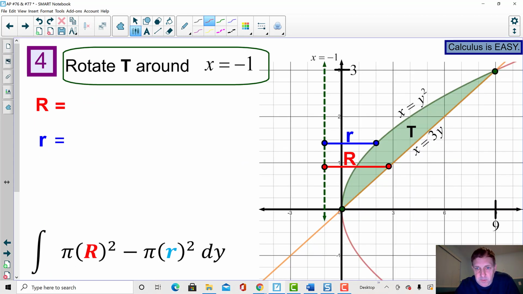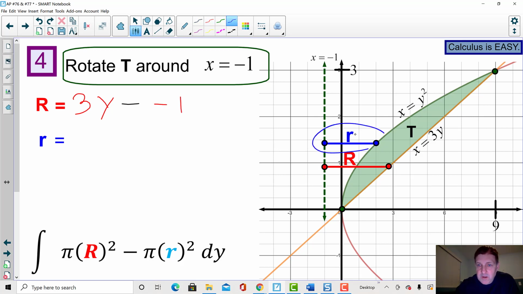So number 4 is going to be a little bit different because it's going to be right minus left. The first 3 examples we did were top minus bottom. We are taking region T and rotating around the line x equals -1. So our big radius, if we do right minus left, it's going to give us 3y, minus, and then the left is -1.